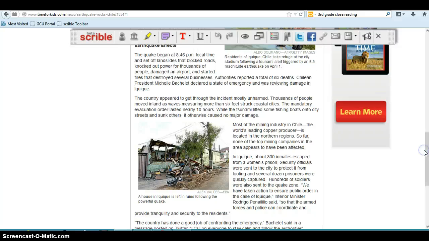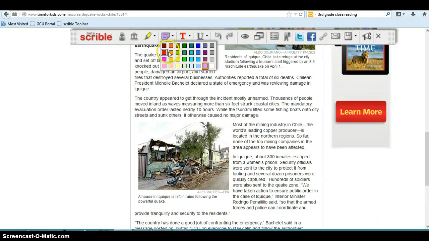The thing that really surprised me was, even though the earthquake happened at 8:46 p.m., and I know that's a time that most people are probably at home, the country appeared to get through the incident mostly unharmed. So that was something that stuck out to me as surprising.